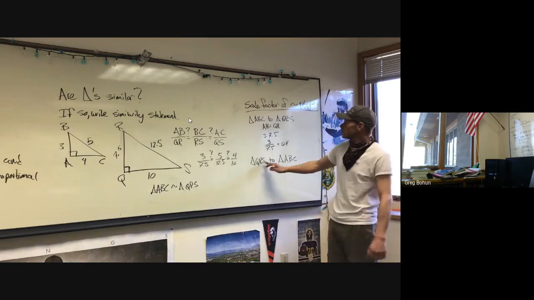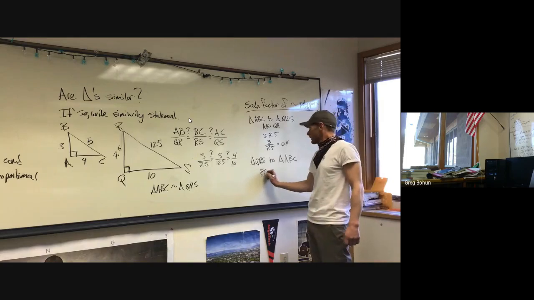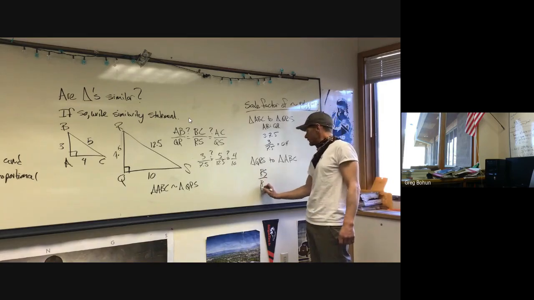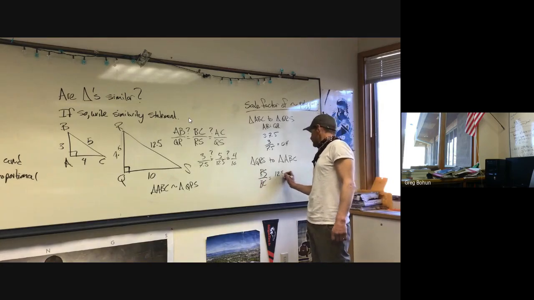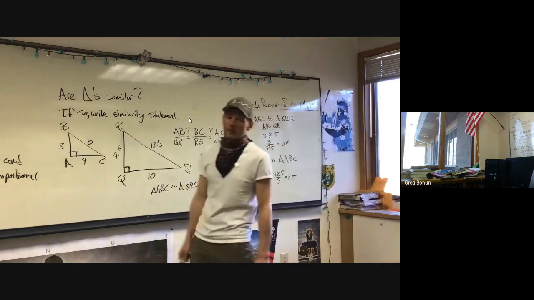Okay? How does triangle QRS compare to triangle ABC? Well, clearly it's bigger. How much bigger? Let's look at RS over BC. And we have 12.5 divided by 5, 2.5. So 2.5 times bigger. Triangle QRS is 2.5 times bigger.